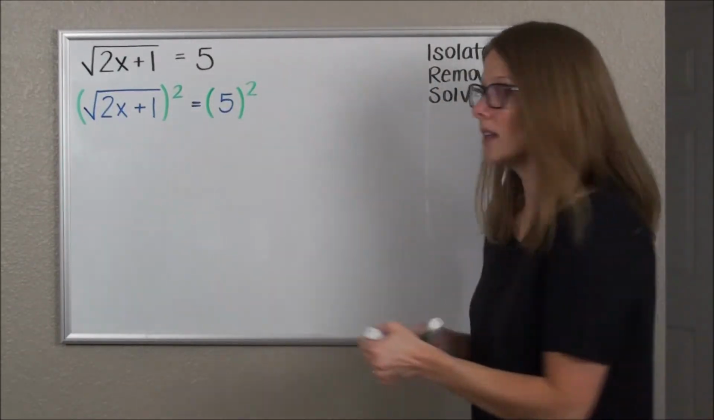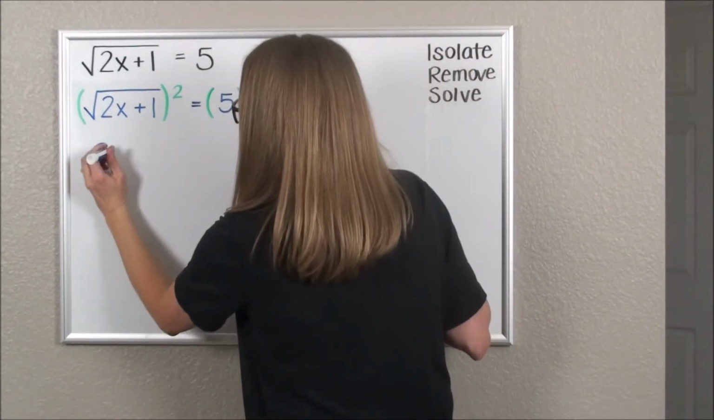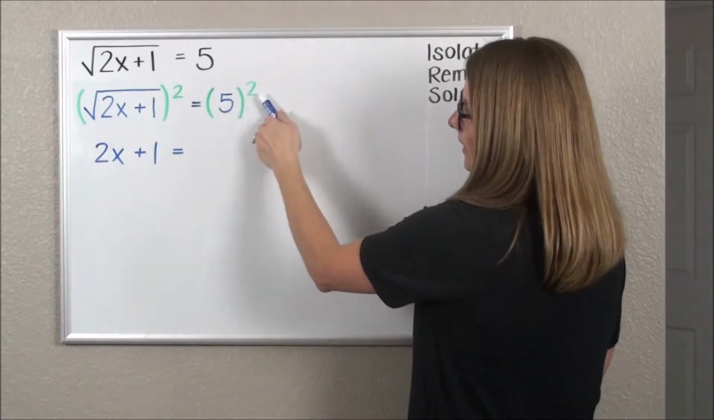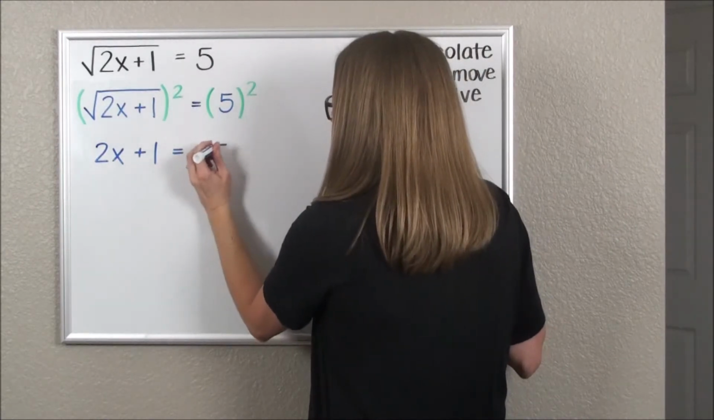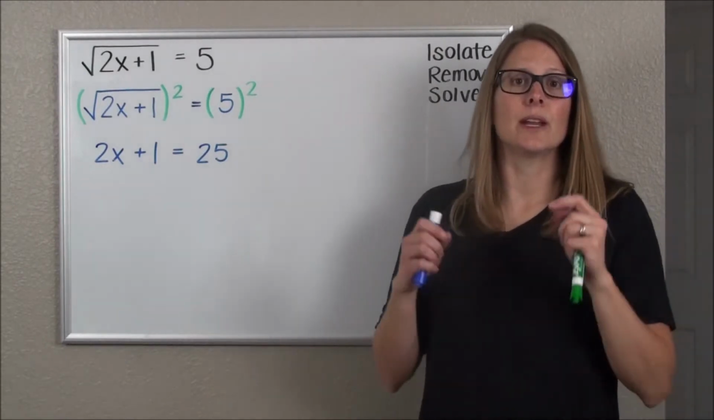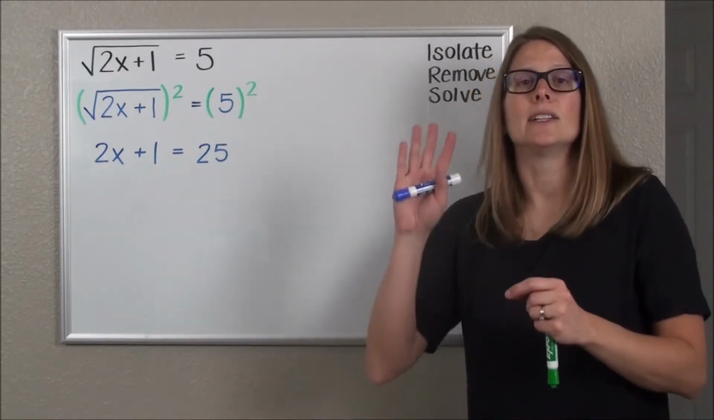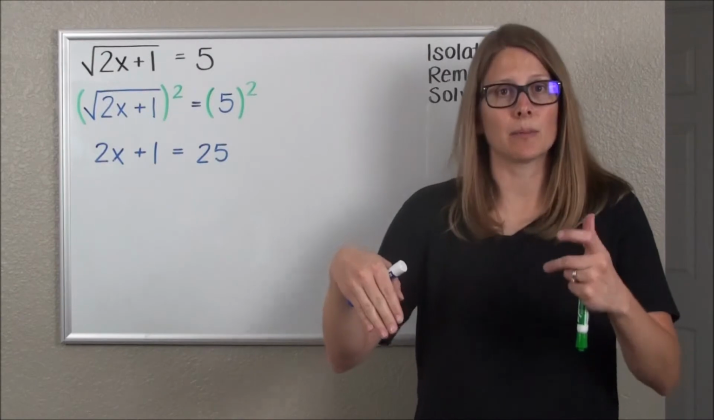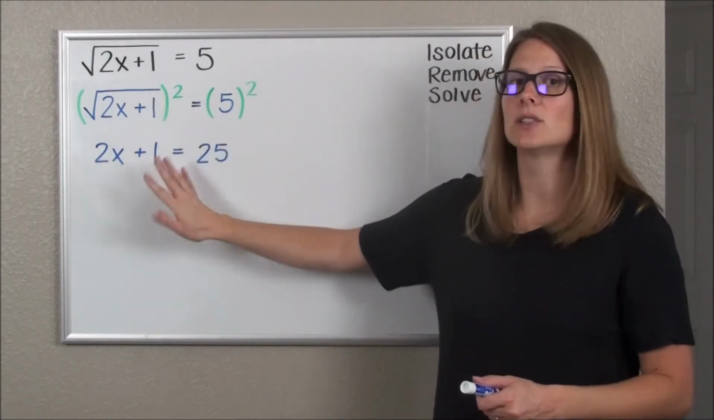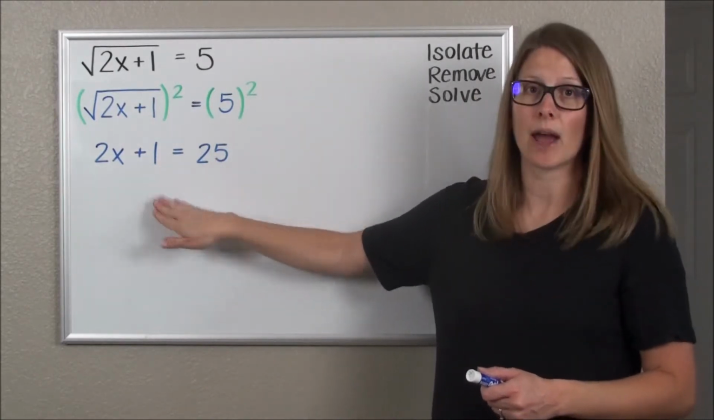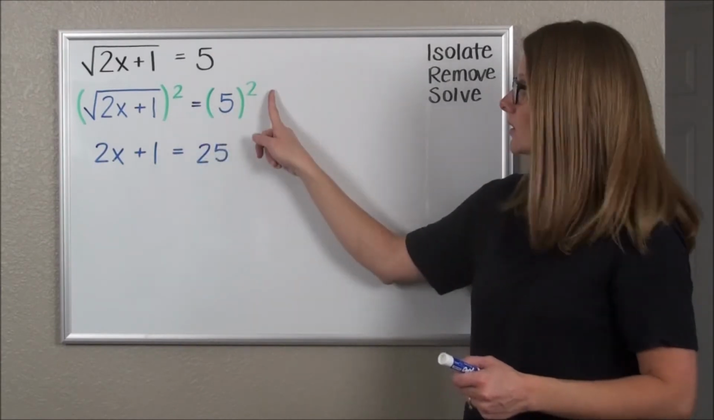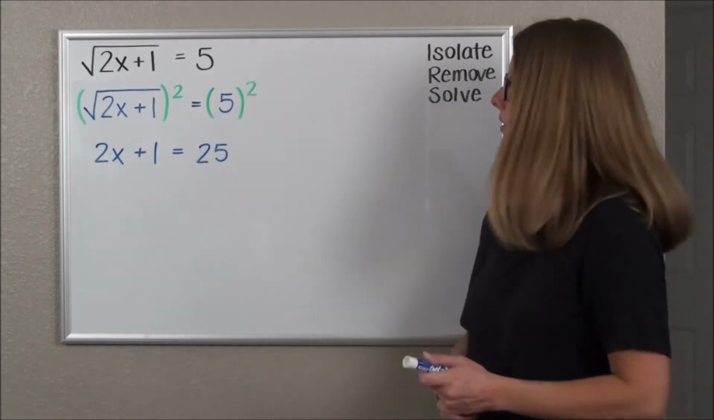So if I square the left, I'm going to need to square the right. When the square undoes the square root, I will be left with 2x plus 1 on the left. On the right, 5 times 5, or 5 squared, gives me 25. Now be careful here. When we were doing the square root property and a square disappeared, then a plus or minus came in. This is not a square disappearing. This is the square root going away. There is no plus or minus when we're working with these radical equations. To square something keeps it positive.